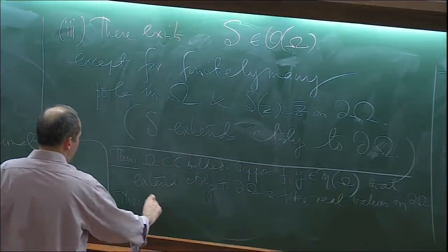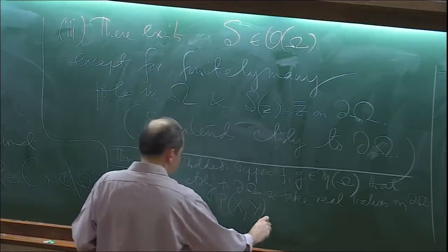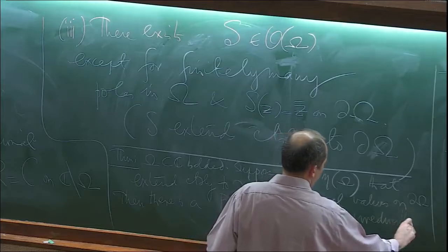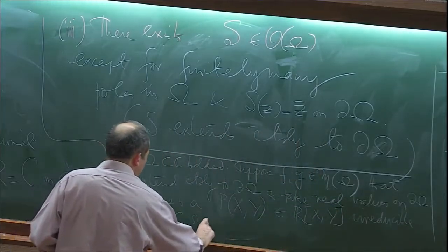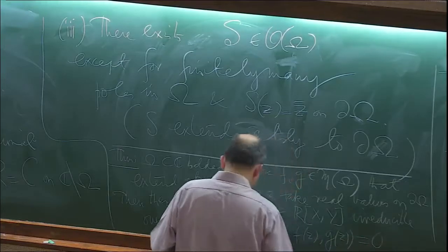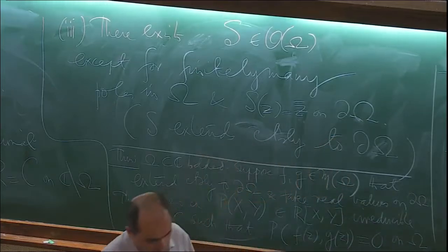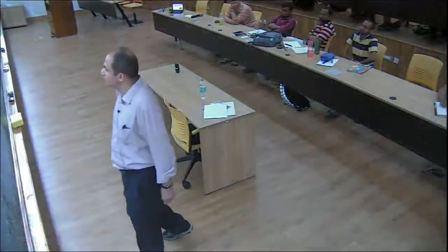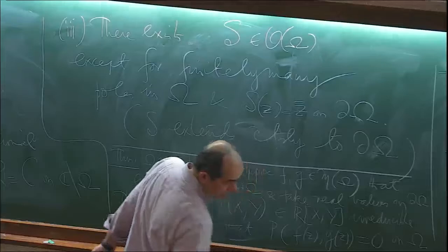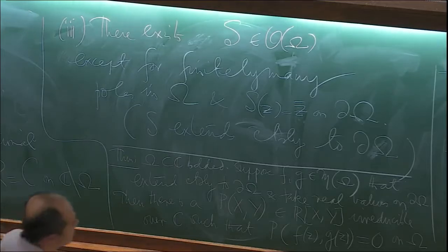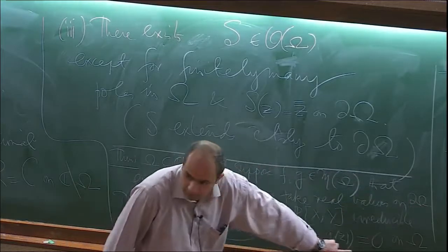Then there is a polynomial in the ring R[x,y], irreducible over C, such that P of f of z, g of z is identically equal to 0 on D. So this is the statement that any two meromorphic functions with this property are algebraically related. Once we have this, we would be able to finish the proof of this theorem. And two extra lines will tell you that the boundary of a quadrature domain is in fact algebraic, P equal to 0.